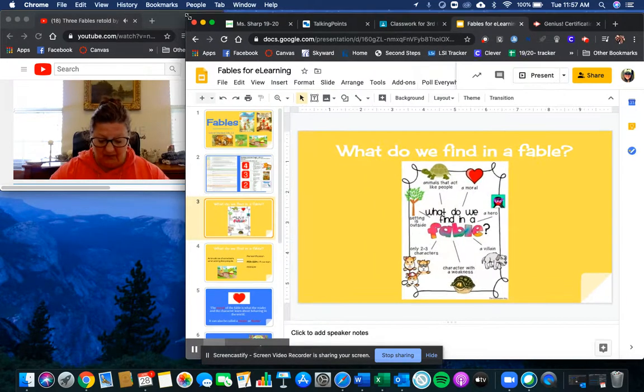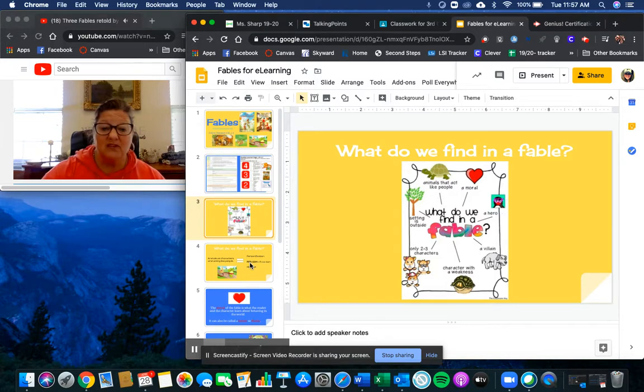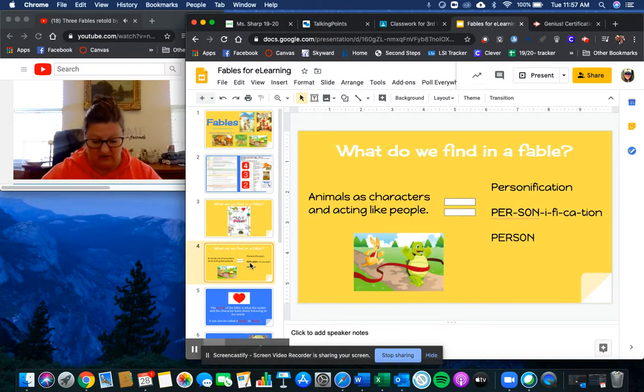In a fable, you're going to see the characters who are animals, and those animals are going to be acting like people. And when animals or an inanimate object acts like a person, we call that personification. So we're going to see a lot of personification in a fable where animals are doing things that only people can do.